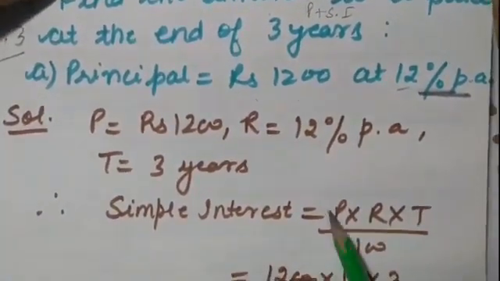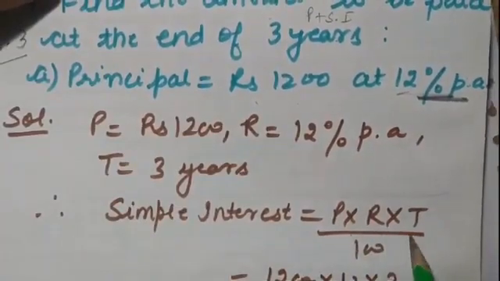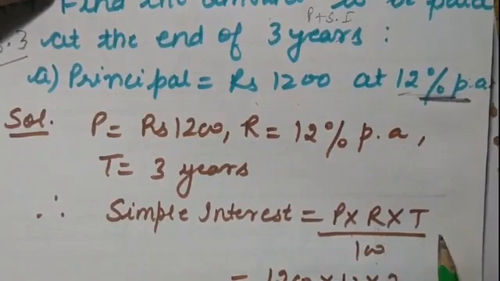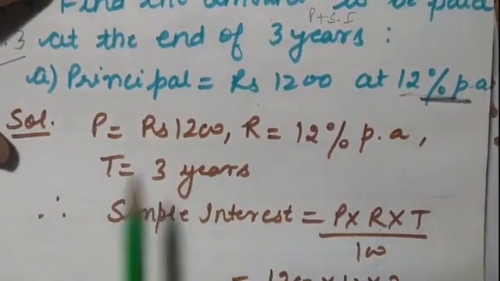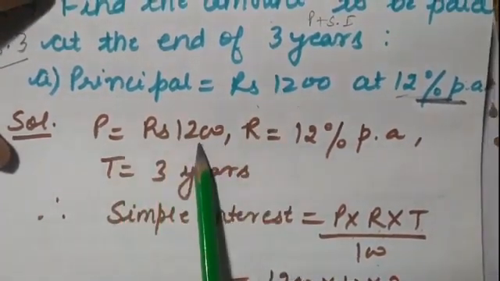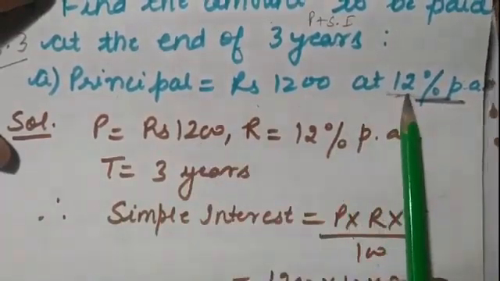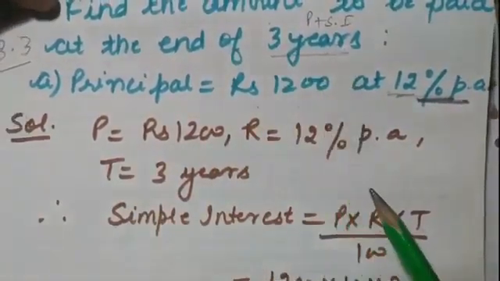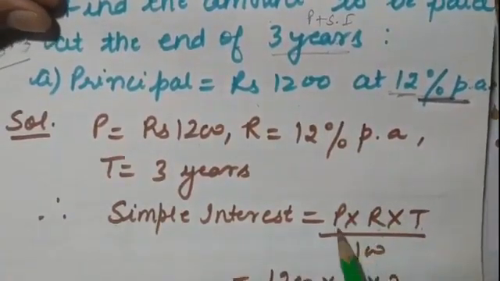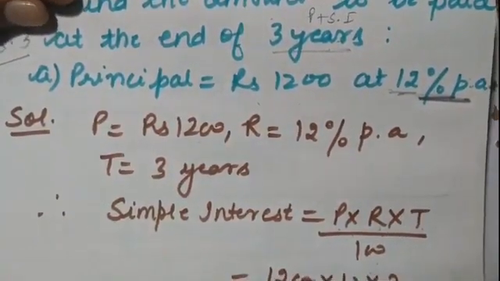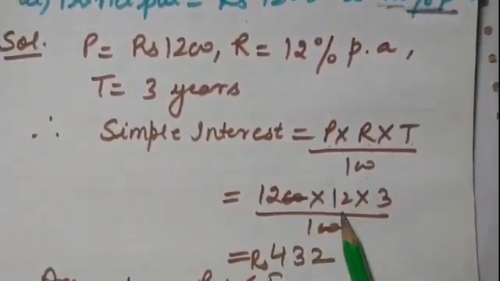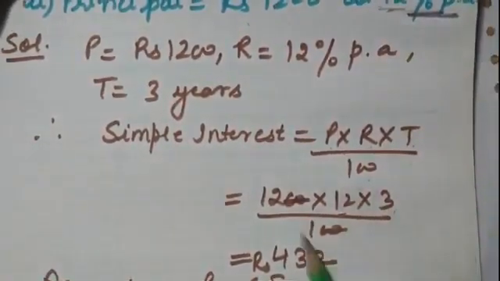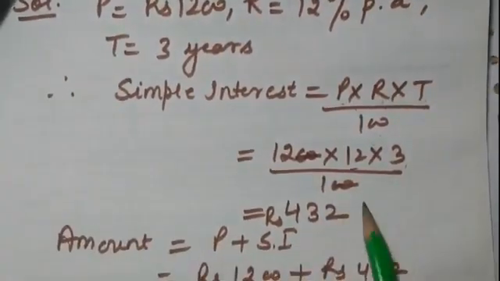That is given by this formula, P into R into T over 100, where P is principal, R is rate of interest, and T is time. Here principal is given to be 1200, rate is 12% per annum, and time is 3 years. So first I will calculate simple interest, that is P into R into T over 100. P we have given 1200, R is 12, and T is 3 years. On solving I will get rupees 432.